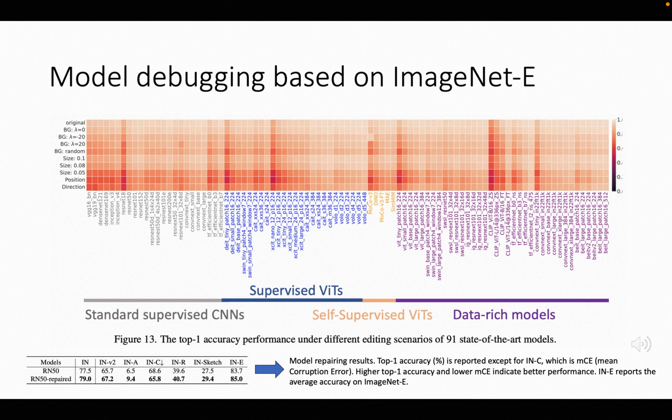We also step further to find out if the improved model can get a boost in out-of-distribution robustness, as shown in the table above. It can be observed that with the insights provided by the evaluation on ImageNet-E, one can explore the model's attribute vulnerabilities and manage to repair the model and get a performance boost accordingly.